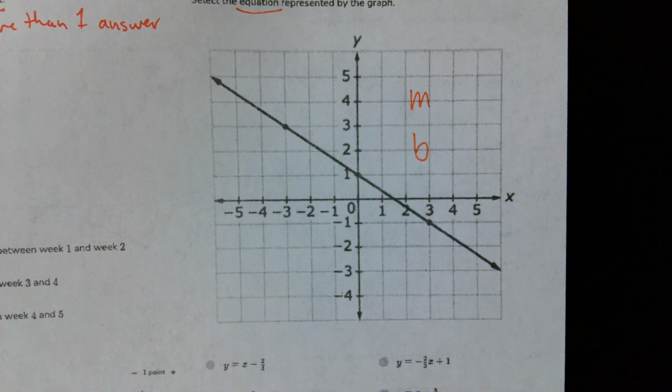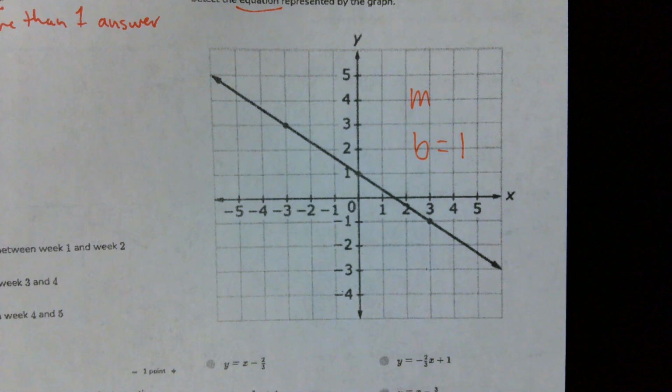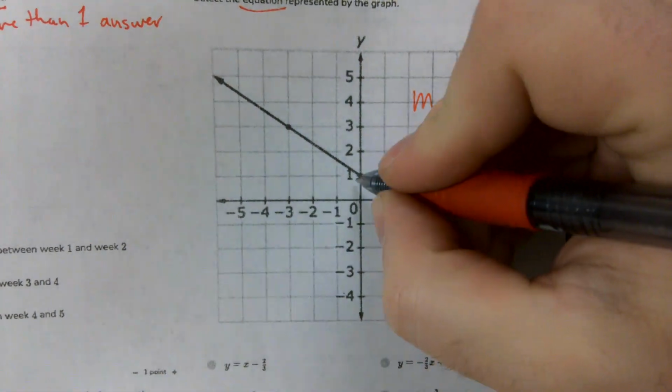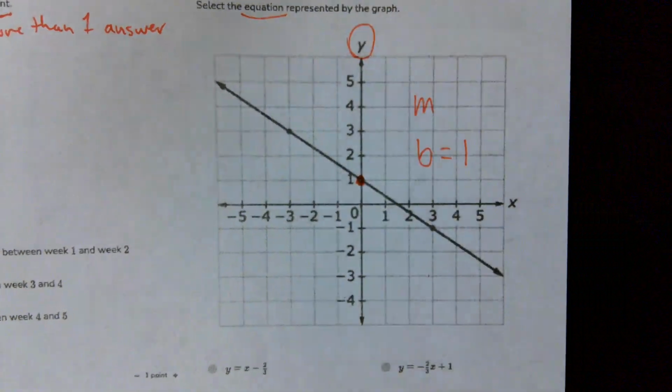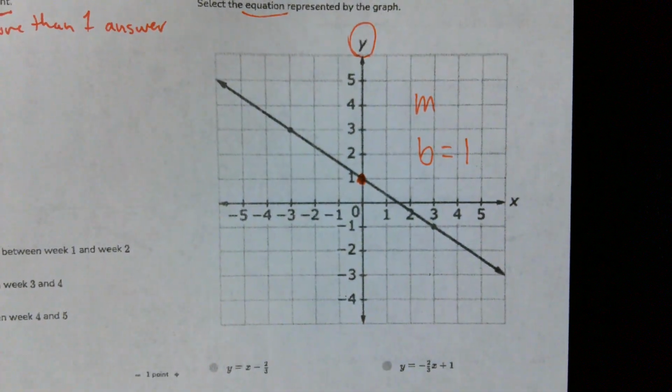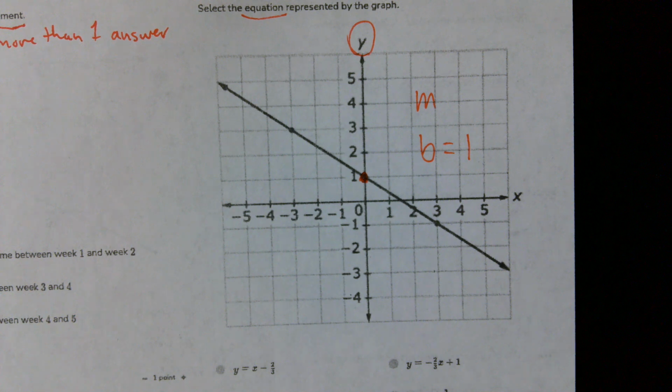Noah. Yeah, when Andy comes back. Just looking at this graph, what's my B value? 1. Positive 1. How do we know it's positive 1? Well, it's where the line intersects or crosses the y-axis, right? That's our y-intercept, is 1. So the fact that we know that our b is 1, that means that our equation, whatever the slope ends up being, has to end in plus 1.